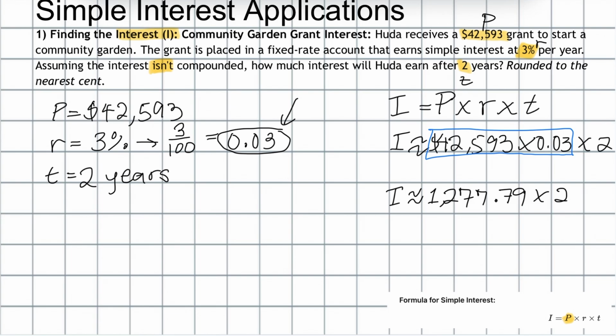Do you see how I kept the 2? I didn't forget about it. So the interest amount is going to be approximately, because we have decimals. Every time we have decimals, we put the approximate sign. So it's going to be approximately $2,555.58. So that's going to be your answer.